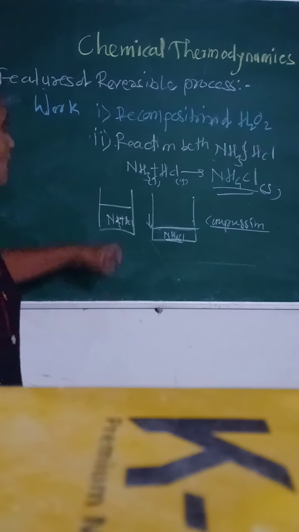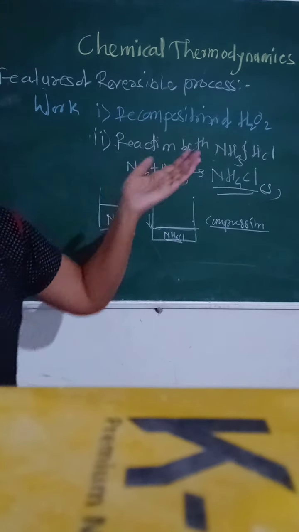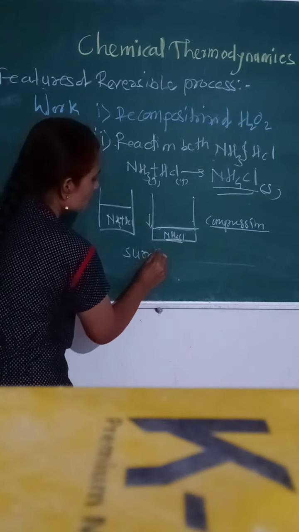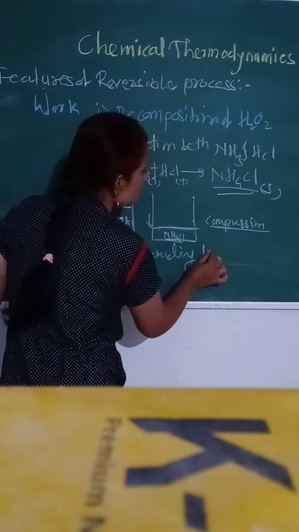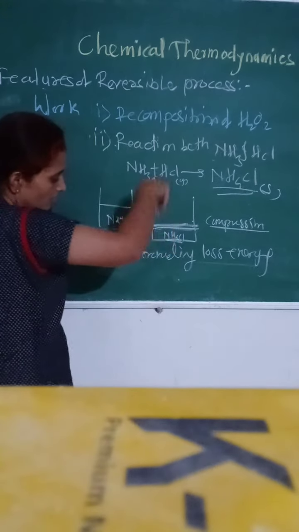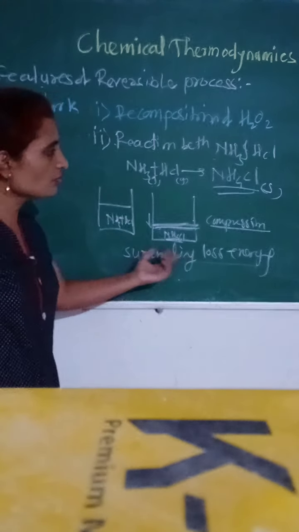Here the system gains energy, it absorbs energy. Opposite to that, the reaction between NH3 and HCl results in a decrease in the height of the cylinder. Solidification happens and NH4Cl is prepared. Here the surrounding loses energy and the system gains. In that reaction the surrounding loses energy. Compression happens. That surrounding loses energy means work done.